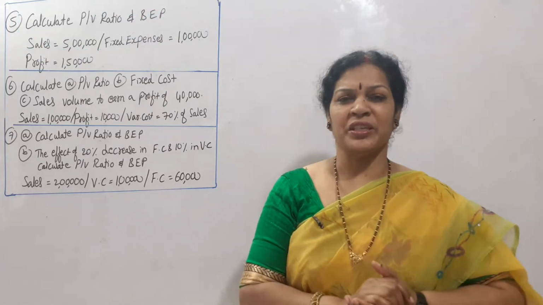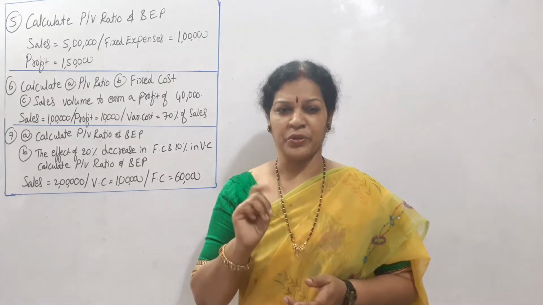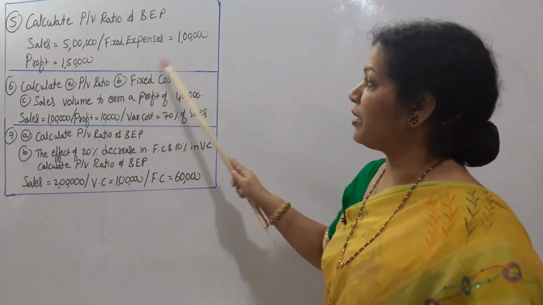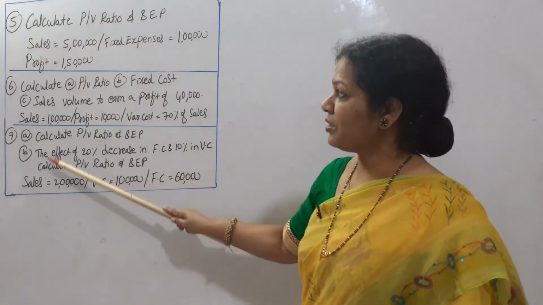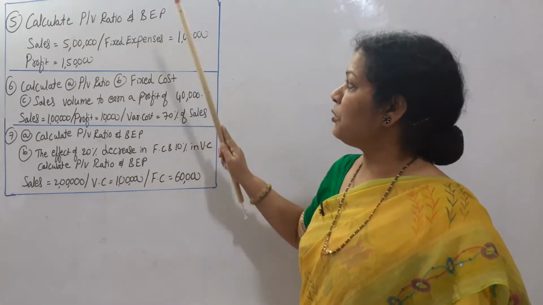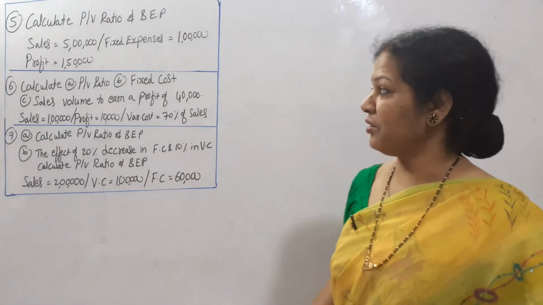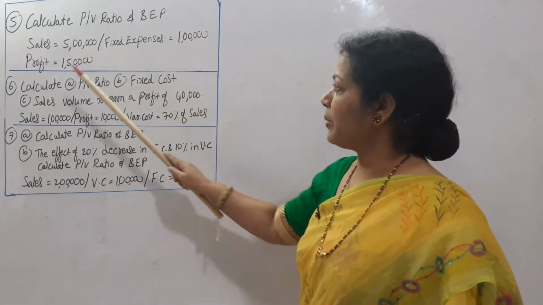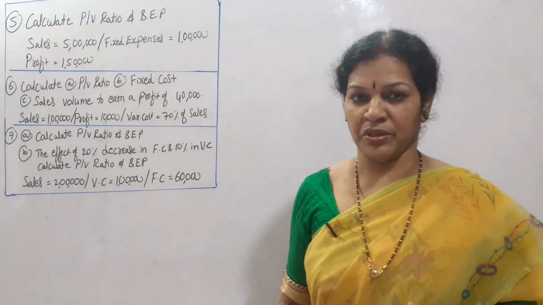Now coming to today's class, 3 problems we are going to work out at a time. Okay. So first problem is here, this one. 5, 6, 7 problems. Okay. First one, calculate PV ratio at BEP, break even point. What is given to us? Sales 5 lakh, fixed expenses 1 lakh, profit 1,50,000.